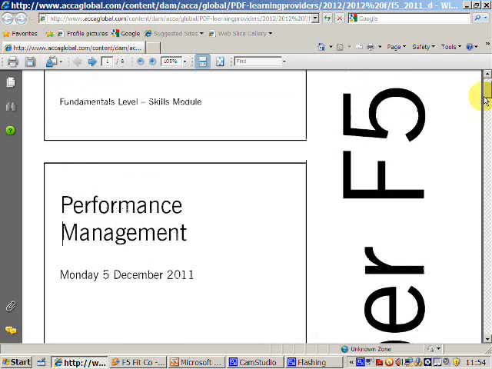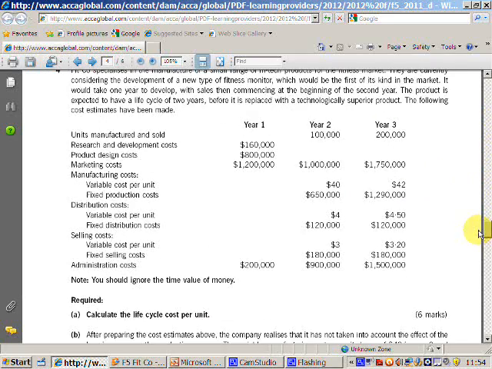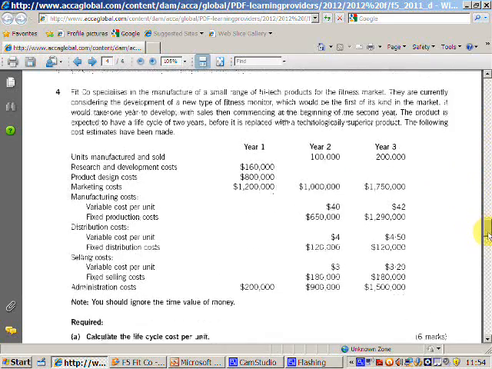Hi, this is ACCA F5 question session. I'm going to be looking at the costing question that was on the December 2011 paper. The costing question was question 4, and it was called FitCo. It was a life cycle costing question.